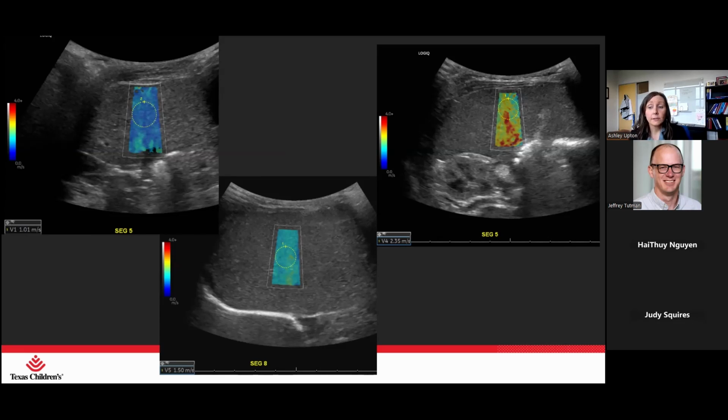So the image on the top left has a normal stiffness at 1 meters per second, while the image in the middle continues to go up. It's more green at 1.5 meters per second. And then the image on the top right shows a very stiff liver. You can appreciate some reds mixed in with yellows and greens. Their elastography value was 2.35, which is quite high.